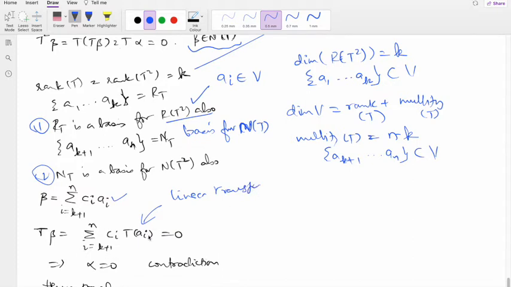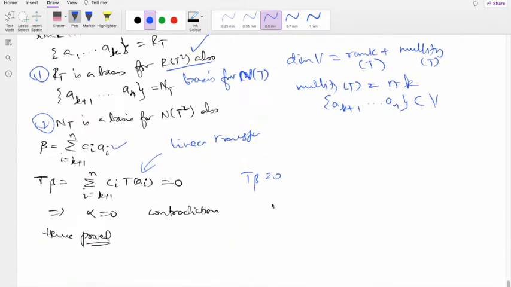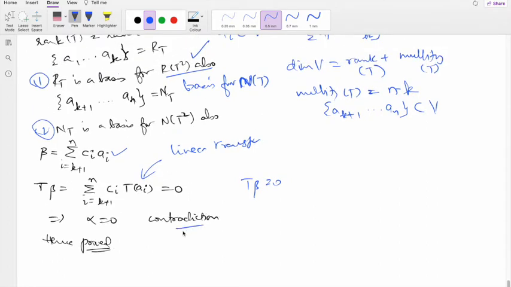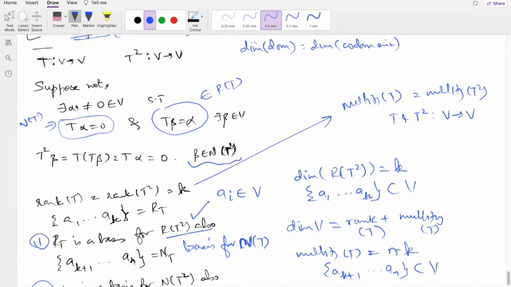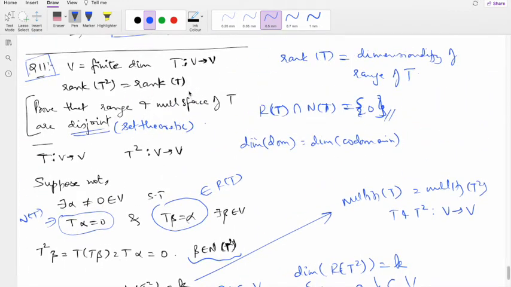Now, since each of these a k plus 1 to a n are basically vectors in the null space of T, each of these is zero, which would then mean that this whole sum is zero, right? So we have proved that T beta is zero, right? But what was T beta though? T beta was the value of alpha, right? So which implies that alpha is zero, which is a contradiction we have come to, right? Because we said that suppose that alpha has to be some non-zero vector, and this all holds true. So therefore, the only element which can be in both the range and the null space of T is the zero vector, and therefore the range and null space of T are disjoint, right? Under this condition that rank of T squared is equal to rank of T.